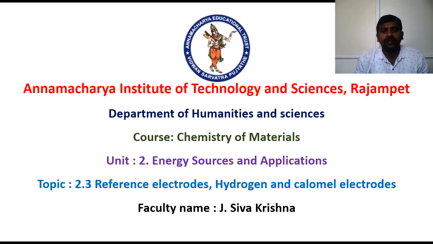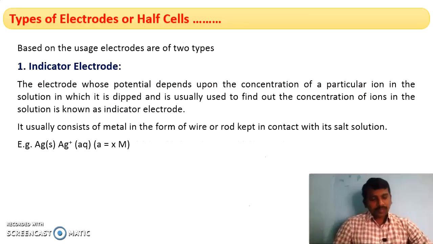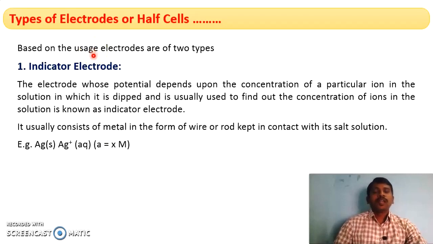Welcome to the session. In this session, I am going to talk about reference electrodes, hydrogen electrode and calomel electrode. Based on the usage, electrodes are classified into two types. They are indicator electrodes and reference electrodes. So first we will discuss the indicator electrodes.